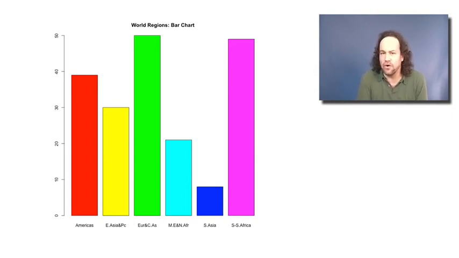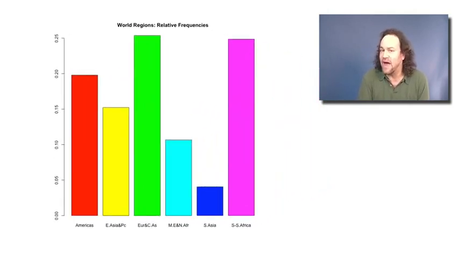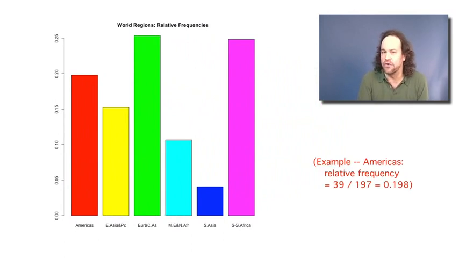Now, if we prefer, instead of representing the counts, we can represent the relative frequencies, which is just what fraction of the countries and territories are in each of those six different categories. That's illustrated here. It looks exactly the same, except that we've divided by the total number, so now the heights of the bars actually add up to one.